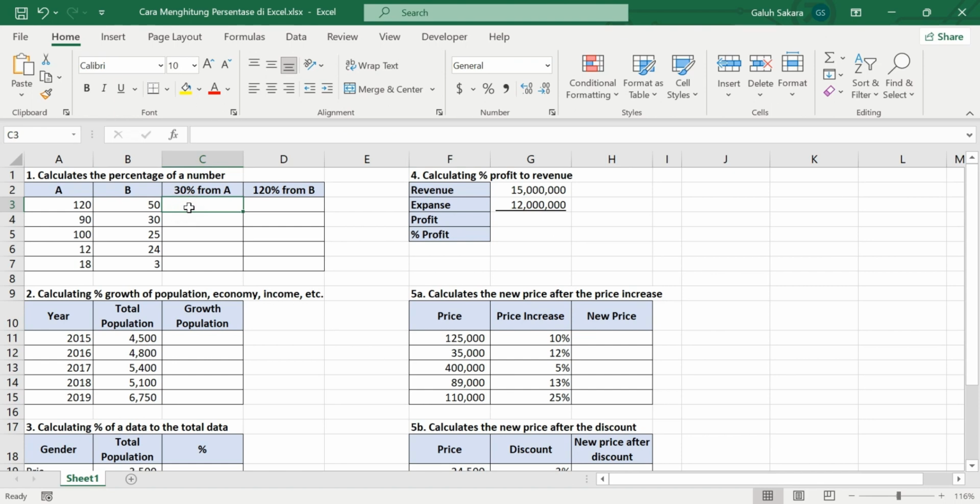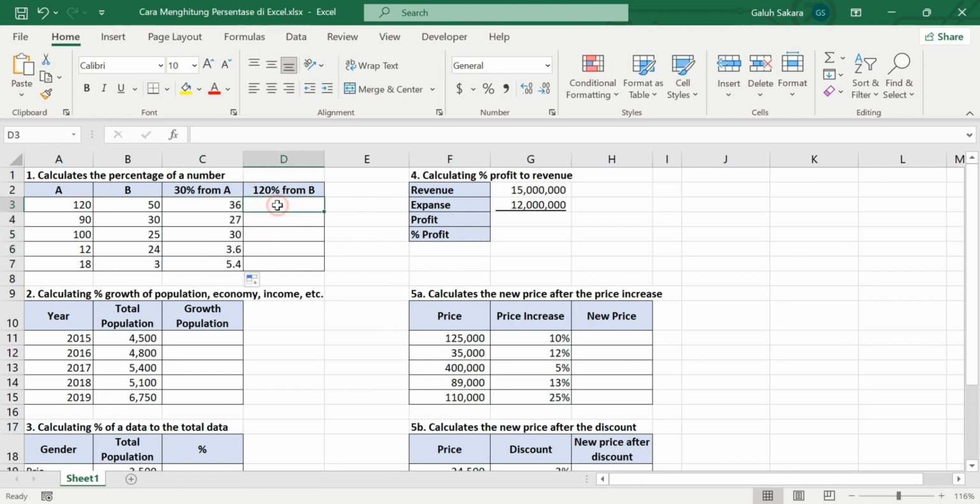So we will learn how to calculate the percentage from the first data, calculating the percentage of a number, 30% from A. There is data, and then equal sign, 30%, and then multiply, it's the star sign, and then select the cell A3, and the result should be 36.